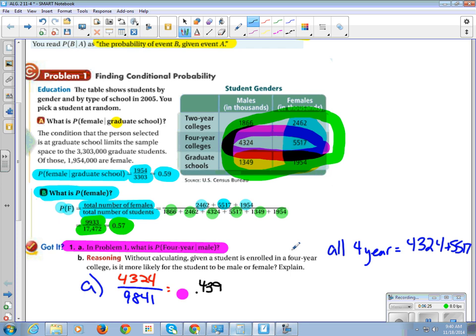So without calculating, let's look at B. Given a student is enrolled in a four-year college, that's these guys in the middle, is it more likely for a student to be male or female? Without calculating anything, you're in a four-year college. Is it more likely that you're going to be a male or a female? Female, because there are more of them. 55.17 is more than 43.24. So without calculating anything, we can evaluate data. How nice is that?